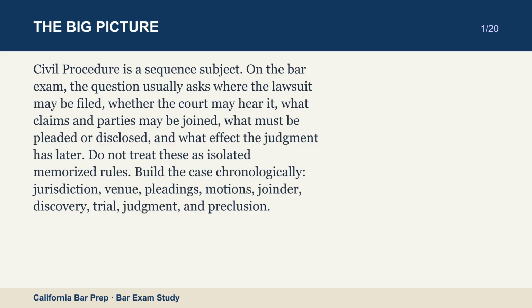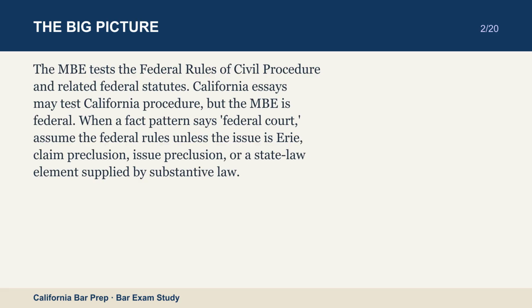Do not treat these as isolated memorized rules. Build the case chronologically: jurisdiction, venue, pleadings, motions, joinder, discovery, trial, judgment, and preclusion. The MBE tests the federal rules of civil procedure and related federal statutes. California essays may test California procedure, but the MBE is federal. When a fact pattern says federal court, assume the federal rules unless the issue is Erie, claim preclusion, issue preclusion, or a state law element supplied by substantive law.